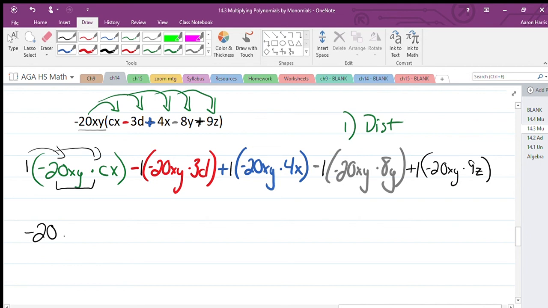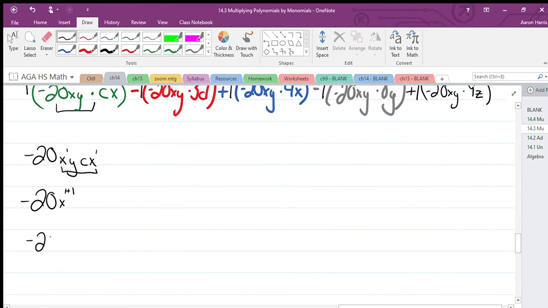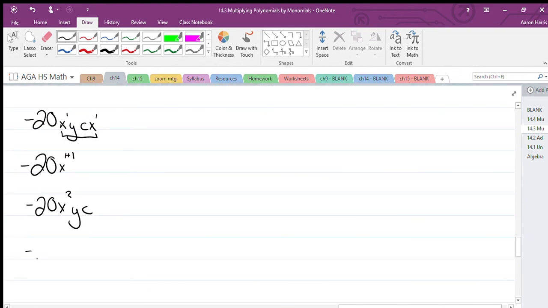And now watch this. xy times cx. Well, I have 2 family members here. So what should I do to them? Yes, I should add them. And what am I adding? The powers. So I get what? Negative 20x squared y, c. Okay, and now I'm going to even put it in alphabetical order. So I get c first, x squared, y. Does that make sense? And I really broke that down so you could see it, just so you're not going, oh my goodness, I don't know what he just did there. All right.